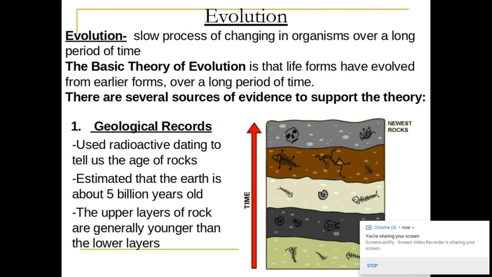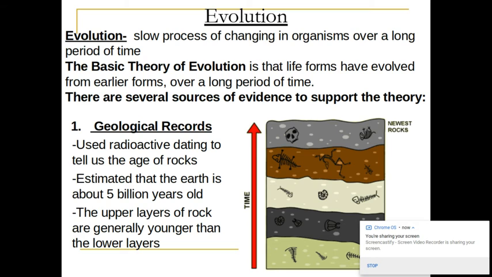Now that you're in biology, life science, you talked about evolution last year a little bit in earth science, but now we're going to talk about the life piece. So there are several sources of evidence to support the theory. We first look at the geological record. You did learn last year in earth science about radioactive dating of rocks. It gives us the age of the rocks.